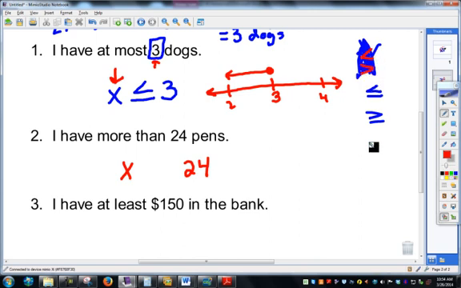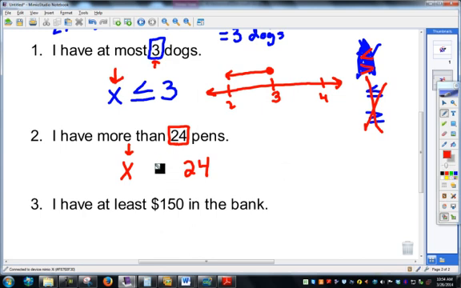These are my 4 inequality symbols. And I know x is representing the actual number of pens that I have. We don't know how many pens I have. But if I have more than 24 pens, can I have exactly 24 pens? No, I can't. So now I'm going to eliminate those two. Because if I have more than 24, I have at least 25, essentially, is what it means.